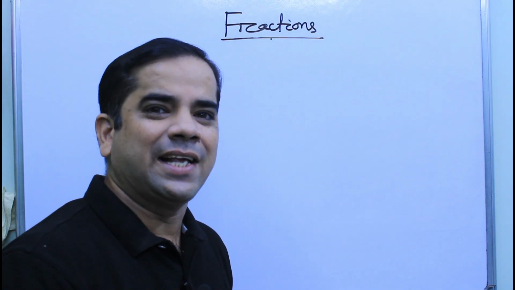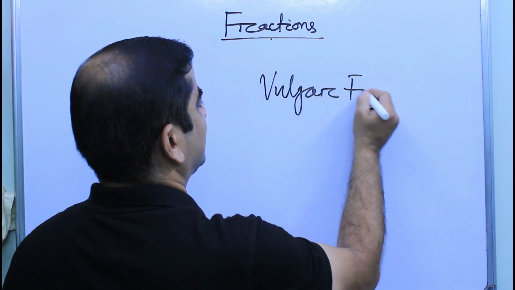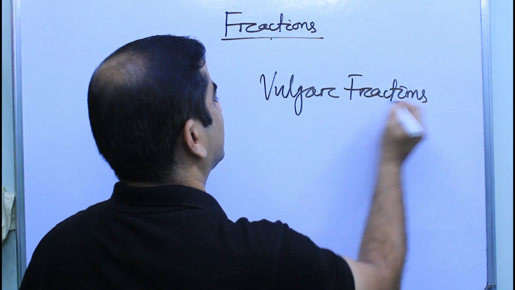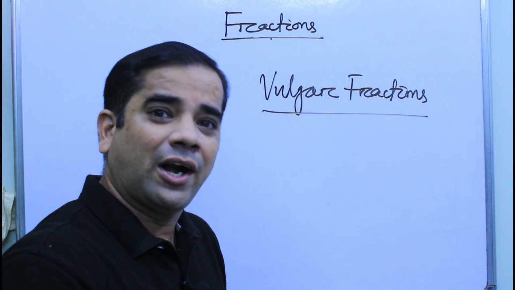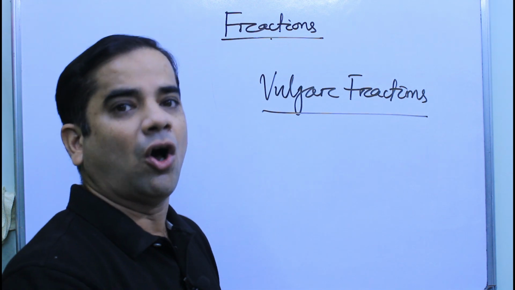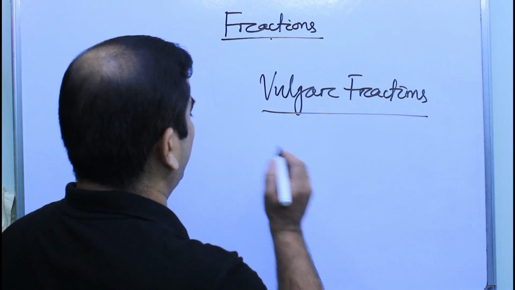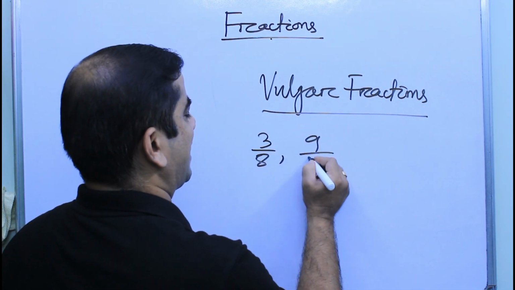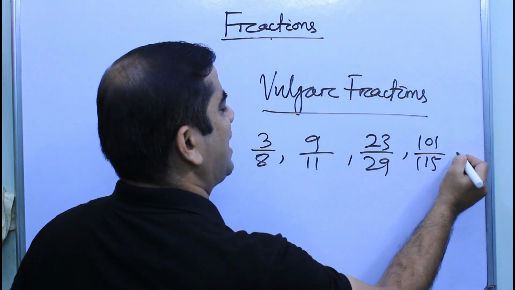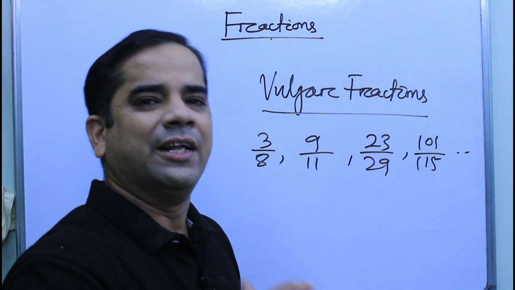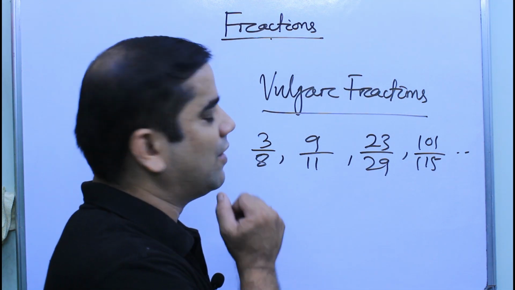Okay. Students, let us now discuss the vulgar fractions. So which are the vulgar fractions? All the fractions that are not decimal fractions are called vulgar fractions. Or we can say the fractions other than the decimal fractions are called vulgar fractions. For example, 3 by 8, 9 by 11, 23 by 29, 101 by 115 and so on. We can have n number of examples for this. Okay. So all the fractions which are not decimal fractions are called vulgar fractions.